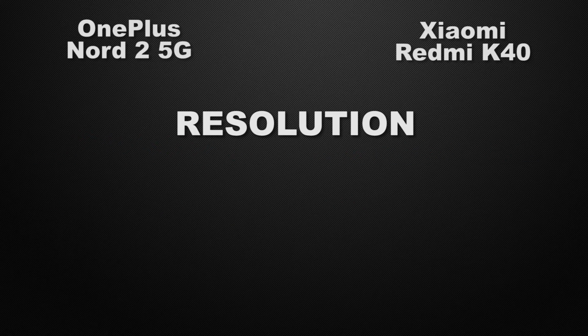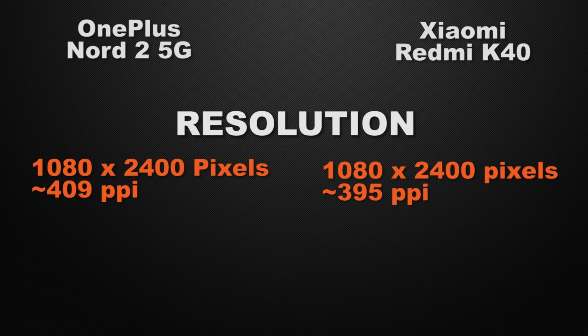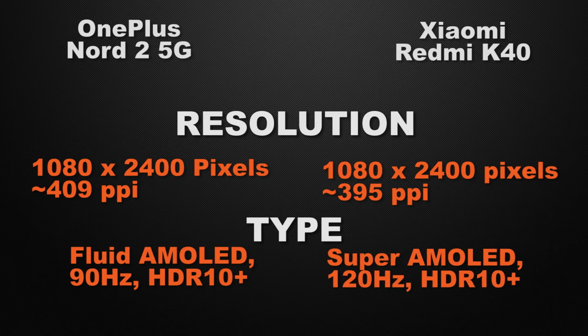Let's talk about the screen resolution of the devices. Nord 2 comes with a Full HD Plus display. On the other side, K40 also has a Full HD Plus display. So it's a tie. And about the display type of the devices, Nord 2 has a Fluid AMOLED display with a 90Hz refresh rate with HDR10 support, whereas K40 has a Super AMOLED display with a 120Hz refresh rate with HDR10 plus support.